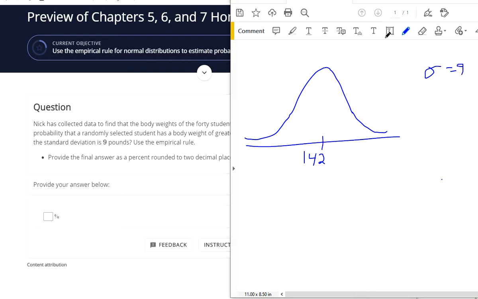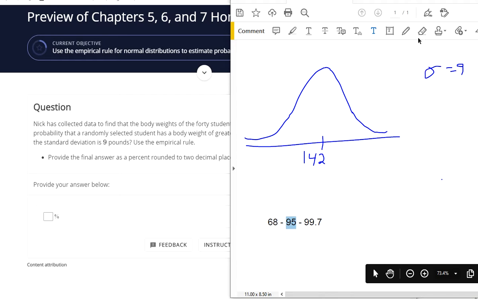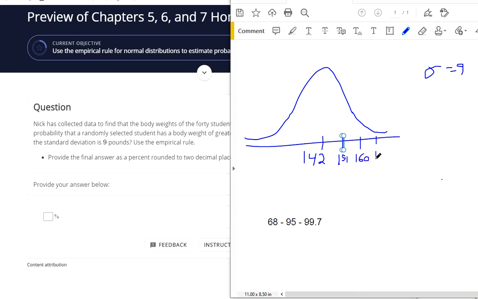So what the empirical rule does, the empirical rule is sometimes called the 68, 95, 99.7 rule. Because it says 68% of your data is 1 standard deviation away from the mean. 95% of your data is 2 standard deviations away. So here's 1 standard deviation away. If I take 142, add 9, I've got 151. If I take 151 and add 9, now I'm 2 standard deviations away. And now this is 3 standard deviations away.